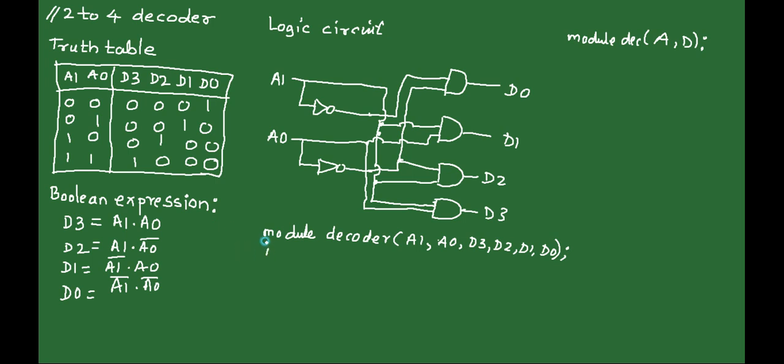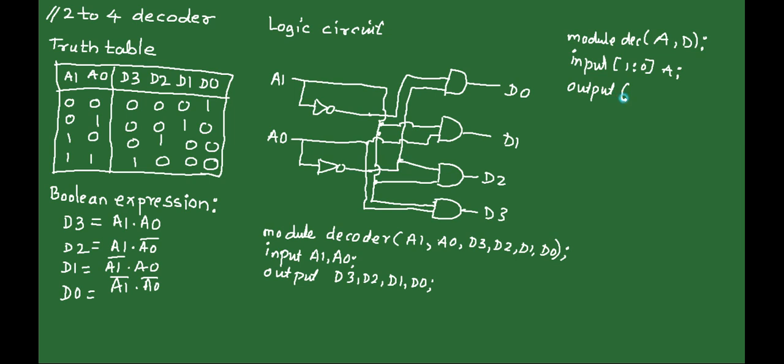Here you can define input as A1, A0 and output D3, D2, D1 and D0. Since you have defined A and D as vectors in this example, input can be written as input 1:0 A, output 3:0 D.